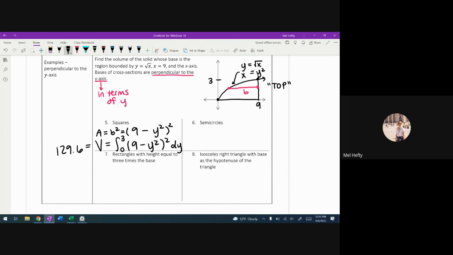All right, what do you think is going to change if I change this to semicircles? All right, going to change the shape, certainly. Will it change the base? No. Will it change the bounds? No. So let's skip straight to volume. What's the only thing that's going to be different? Pi over 8 in front.